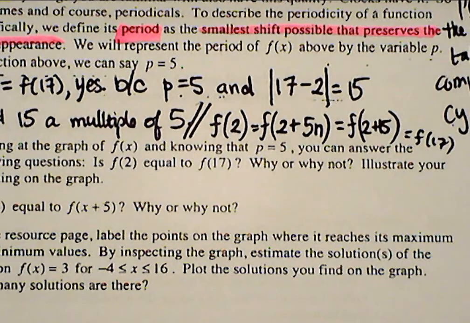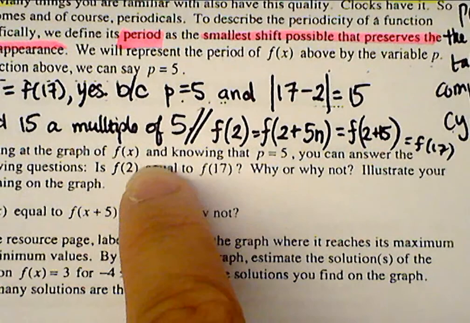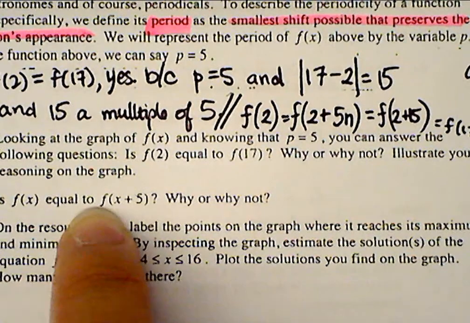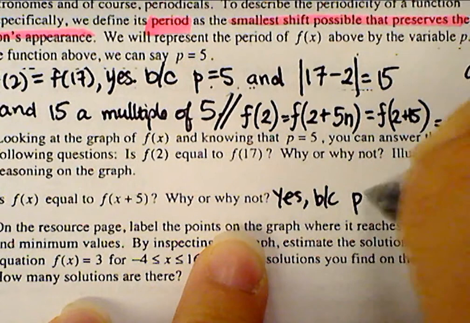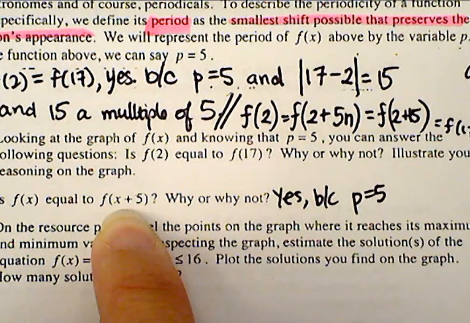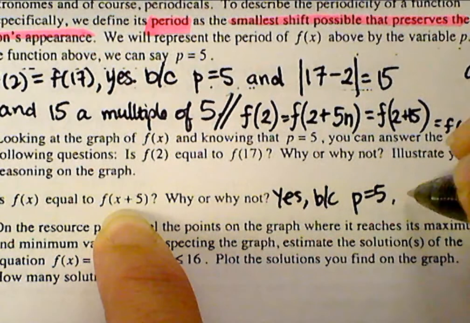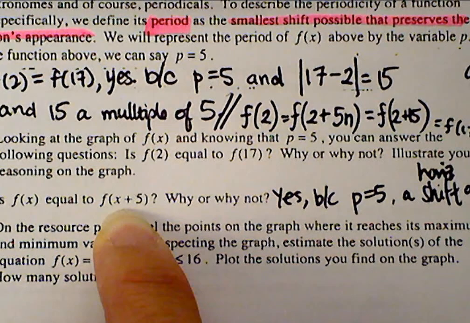Yeah. Okay. Alright, so now let's generalize it. Here I said 2, and you had to give me 17. But here I just give you, is f of x equal to f of x plus 5? Yes? Why? Because 5 is the period. And what does this really do according to transformations? It shifts the whole thing 5 to the left. And if we shift it 5 to the left, what's going to happen? It's going to be the same. Right? A horizontal shift of 5 will not change the function. Okay?